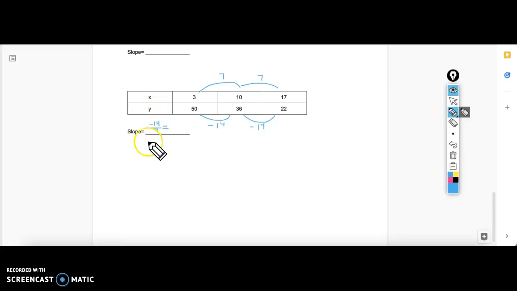Again, can I reduce this? These can both be divided by 7. 14 divided by 7 is a negative 2, and 7 divided by 7 is a 1. So this would be my slope of this line. And then again, notice it's a negative slope, which means this line will be going down like this.